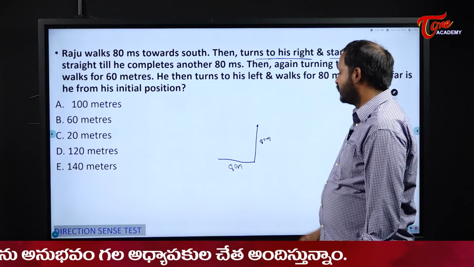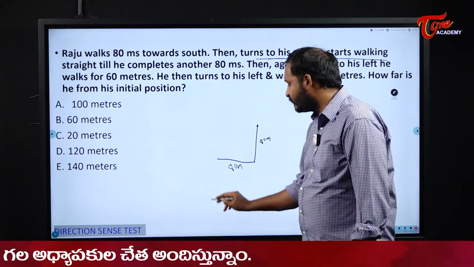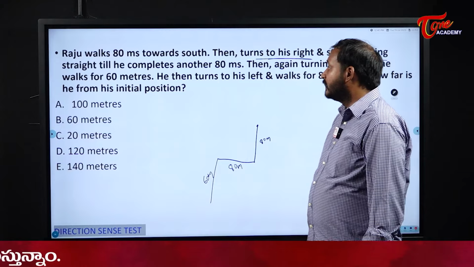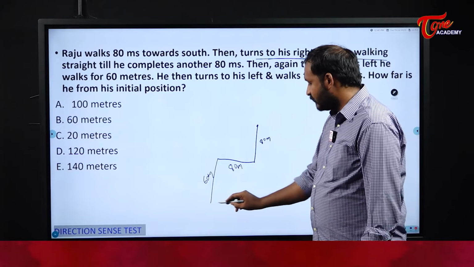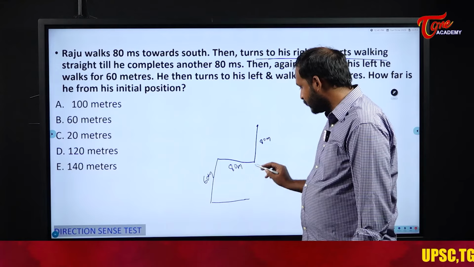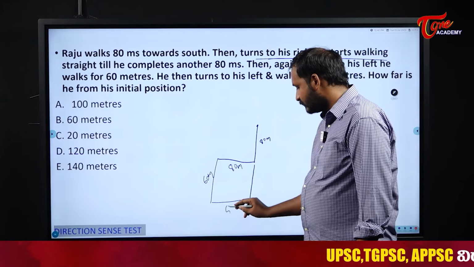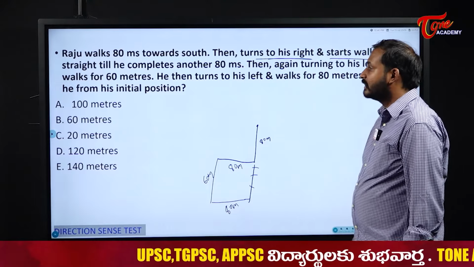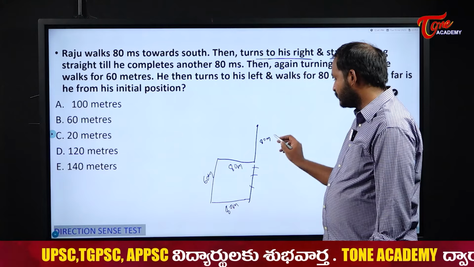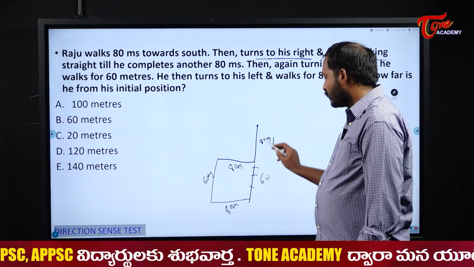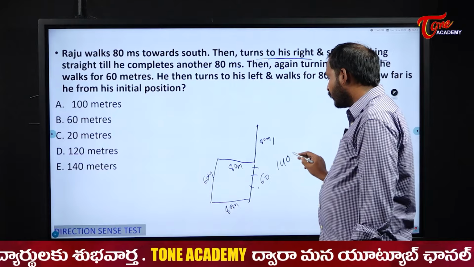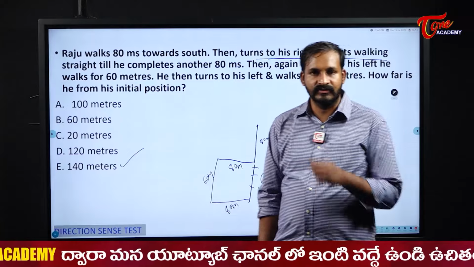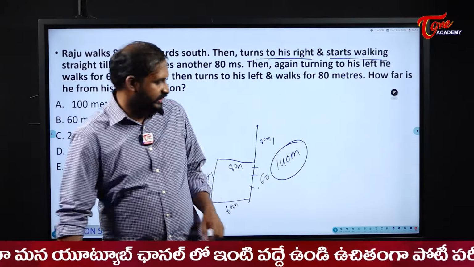Then again turning to his left. The person is moving in this direction and turning to his left means downward. He walks 60 meters. He then turns to his left and walks 80 meters. Turning left means this direction, and 80 meters means he came parallel to the starting point. How far is he from his initial position? This is 80 and this is 60. He is 140 meters from his initial position. Next one.